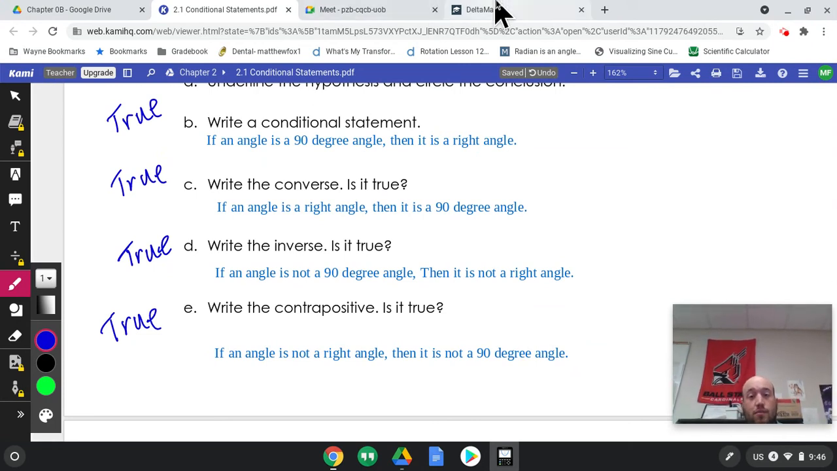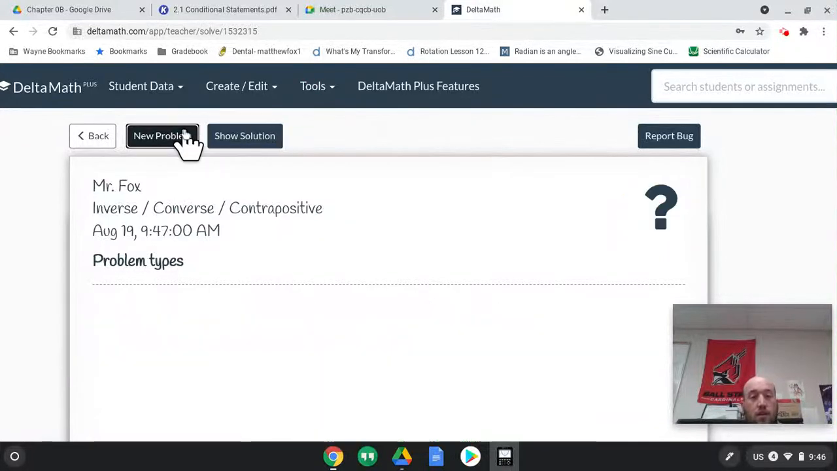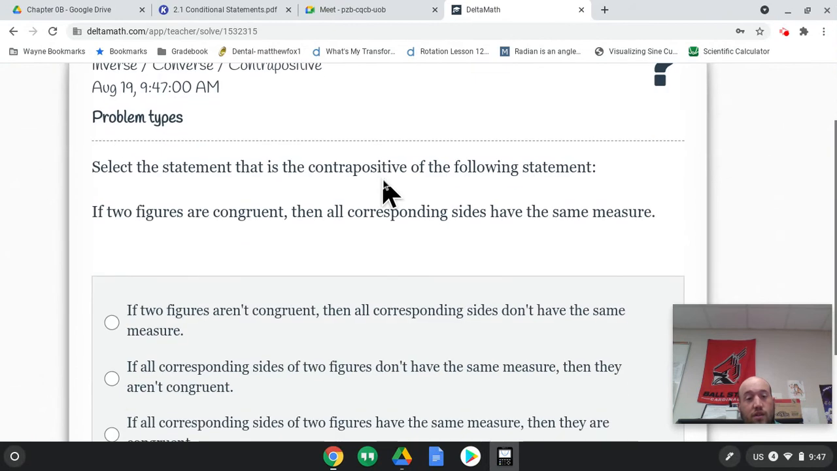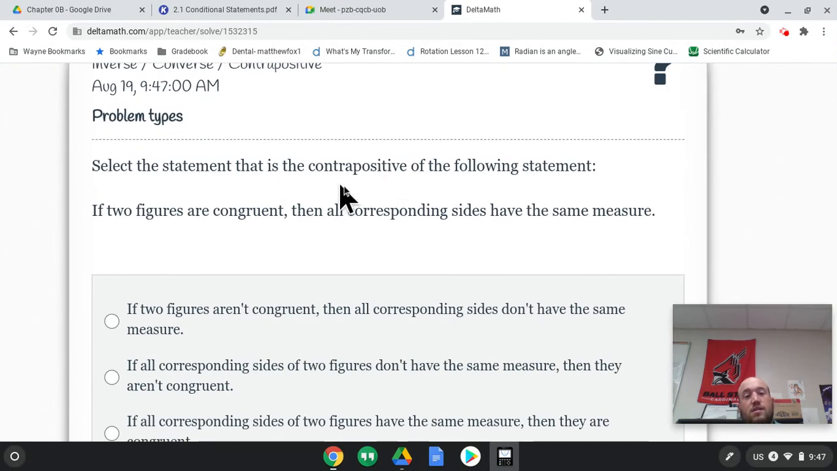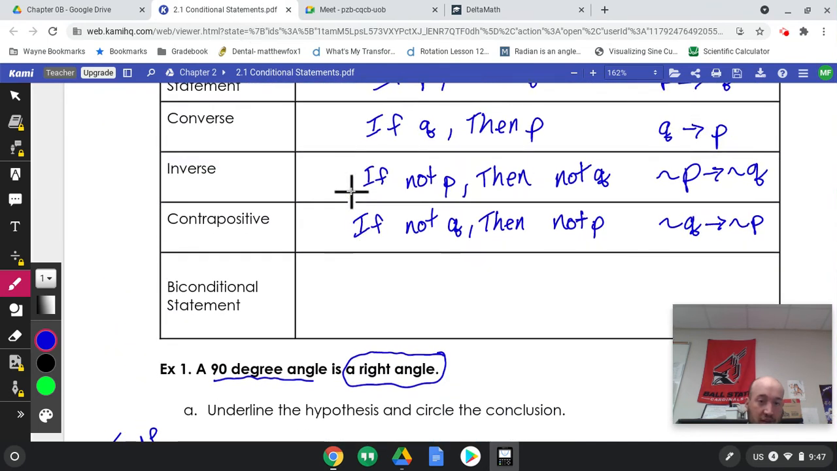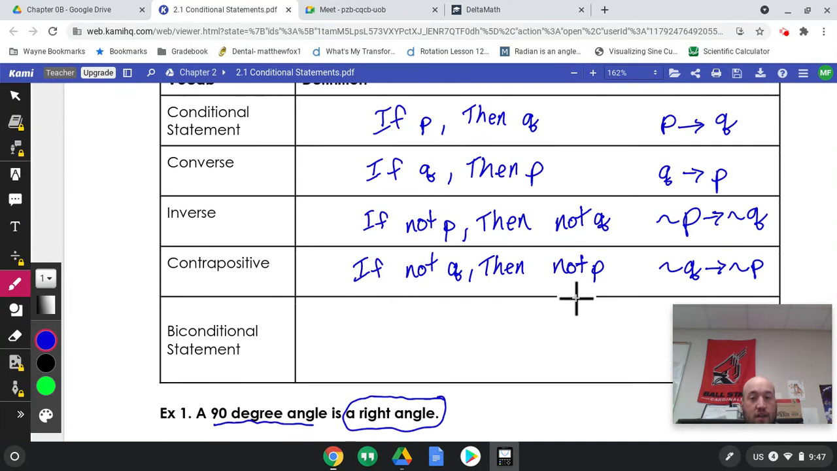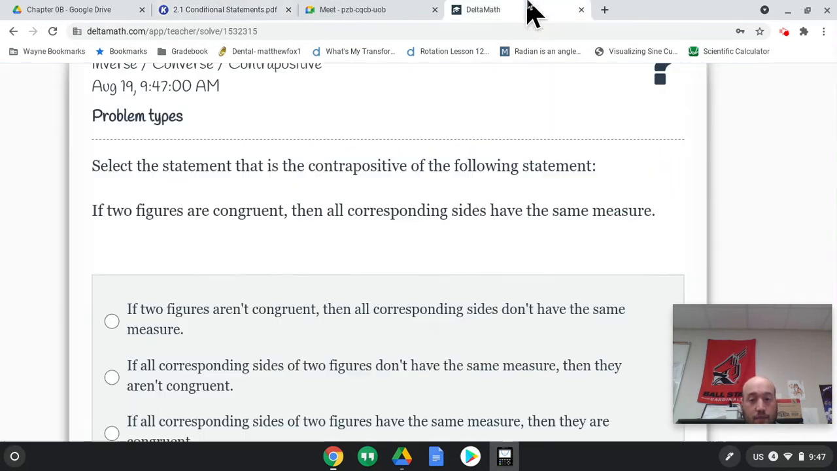Now I want you to go to Delta Math, and today I think I asked you to do 10 of these. Now they are all multiple choice, but here it says, select the statement that is the contrapositive of the following statement. So here's our statement. If two figures are congruent, then all corresponding sides have the same measure. Now contrapositive, if we go back, remember contrapositive, so you want to have this handy. If not Q, then not P. So we need to switch the order of them and negate them.